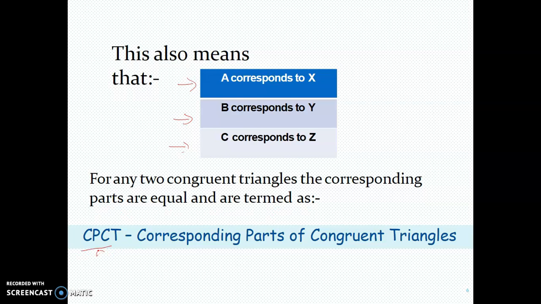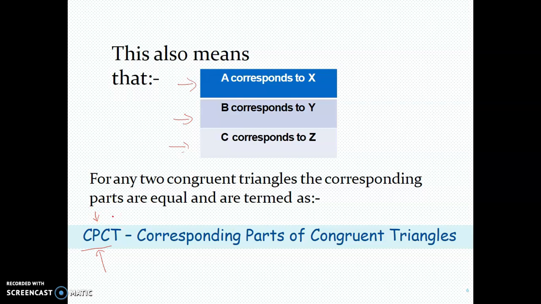Very important, students. CPCT, what does this mean? Corresponding parts of congruent triangles are equal. So we don't just say CPCT, we say corresponding parts of congruent triangles will be equal. You have to keep this in mind. This is what we will be using, CPCT.